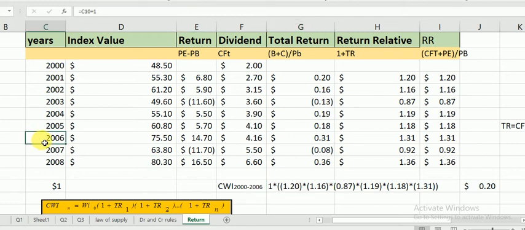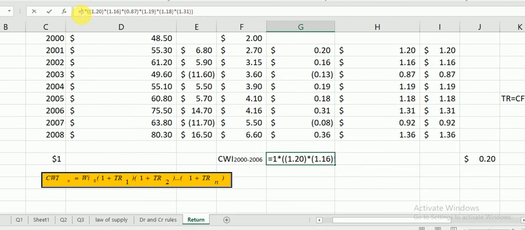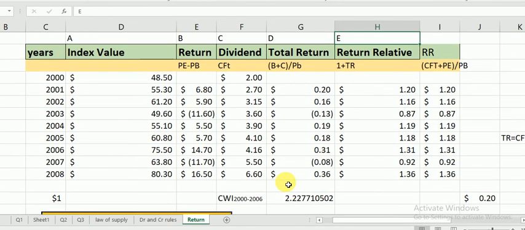We put the value in the cumulative weighted index formula, this formula here. In this case n is 6 now. Now look, if I put this equal sign and enter, that will be equal to 2.22. It shows that if I make an investment of $1 in 2000, then in 2006 the value of $1 will increase to 2.2277. Clear?